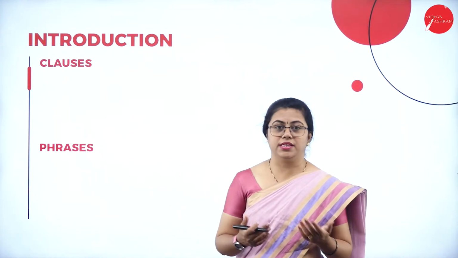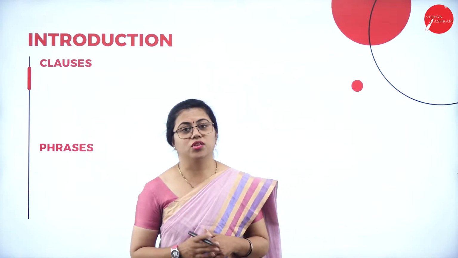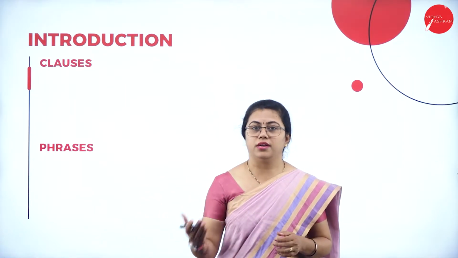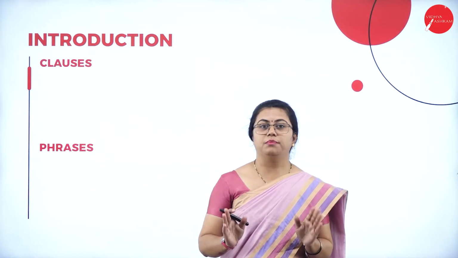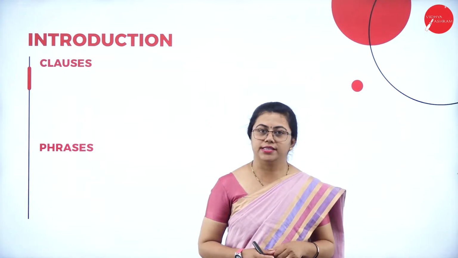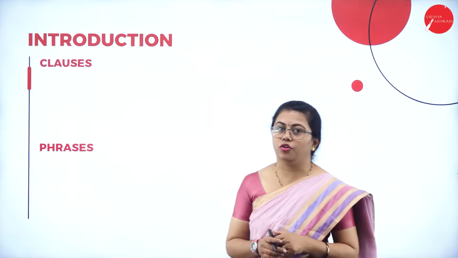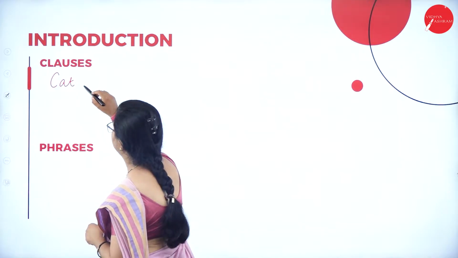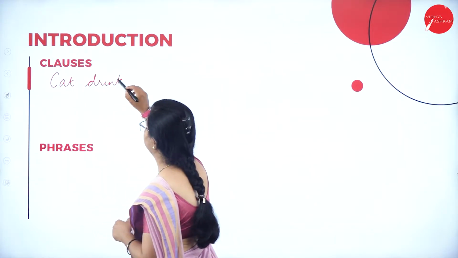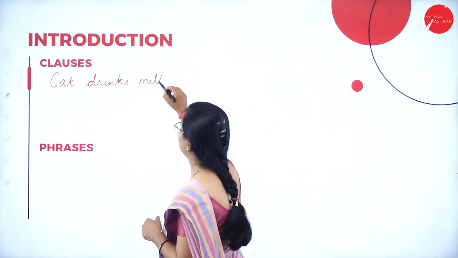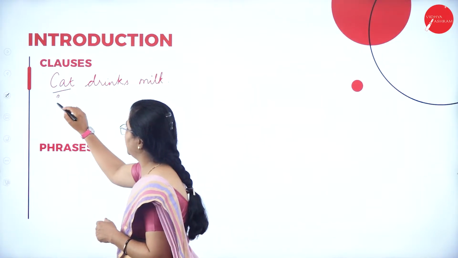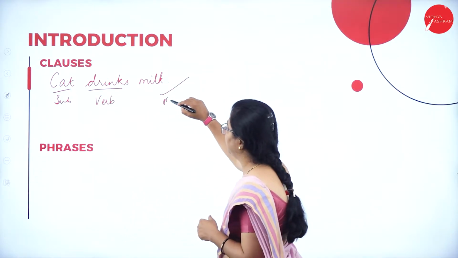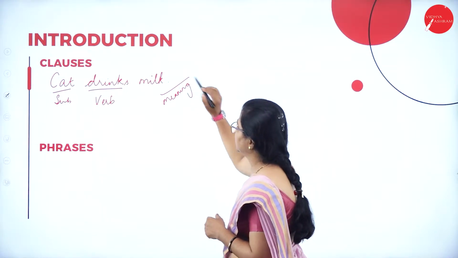So a clause can be a sentence. It may not give a complete meaning, so that time it becomes a different kind of clause. But yes, even if it gives meaning or does not give meaning, in both the places a verb has to be there, then only it will be called a clause. So let me give you an example of a clause here. Suppose the basic example, if I can say, is like: cat drinks milk. So here you can see there is a subject and there is a verb and it is giving complete meaning also. Fine. This is called a clause.